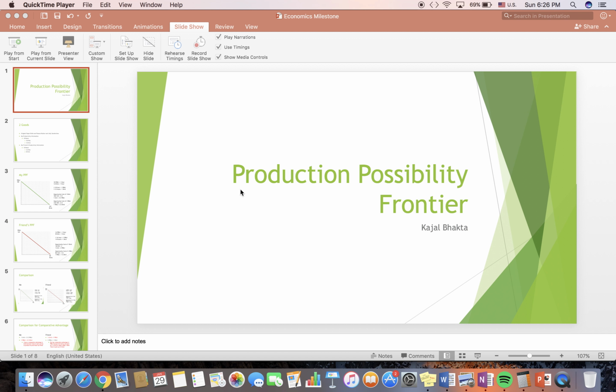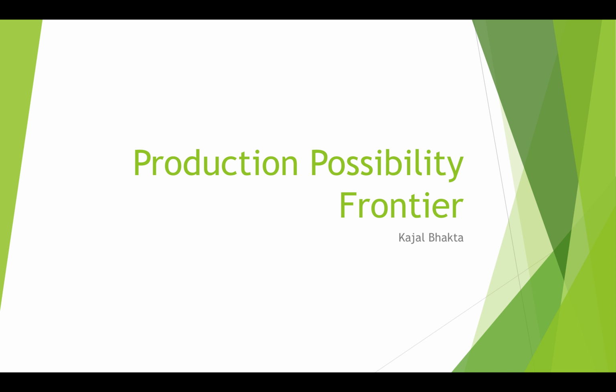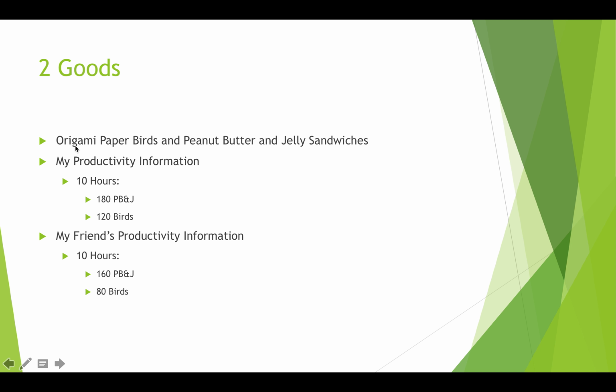Hello, today we're going to be talking about the production possibility frontier. So for my example, I decided to choose origami paper birds and peanut butter and jelly sandwiches. So my friend and I are going to be producing paper birds and peanut butter and jelly sandwiches.